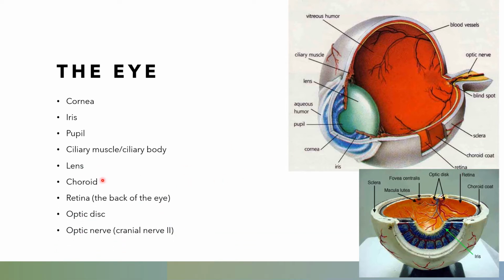We also have the choroid, which is this middle layer, the retina, which is the back of the eye, the optic disc, which is where the optic nerve enters. Ironically, it's also known as the blind spot of the eye. You also have the optic nerve, which is cranial nerve 2, which enters here.